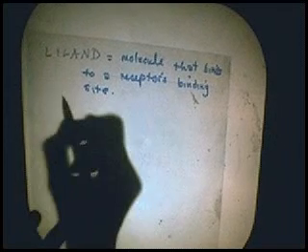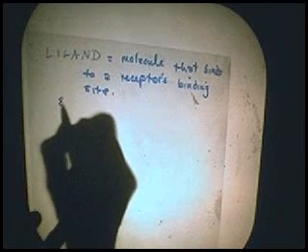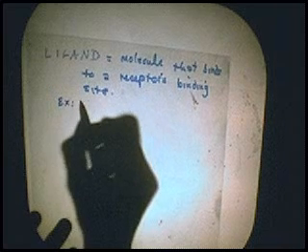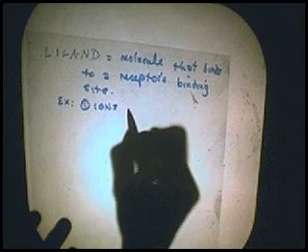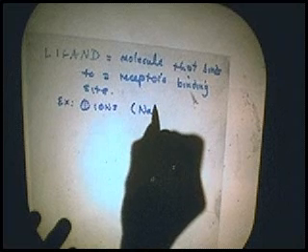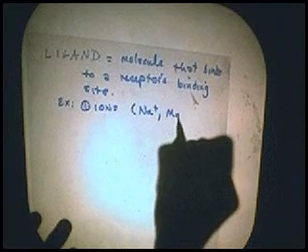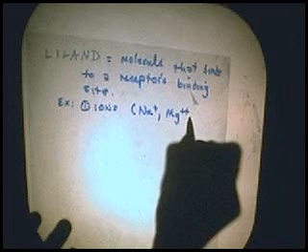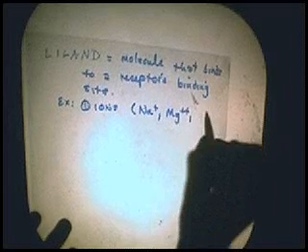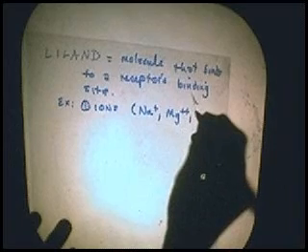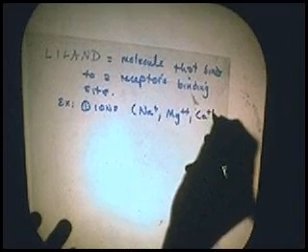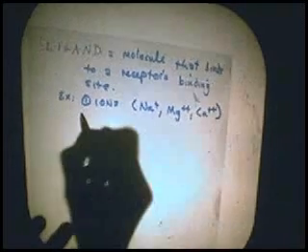Now, it can be smaller than a molecule. Here are examples of ligands. One example is ions, like sodium, magnesium. Oh, well, let's leave it at that. Oh, calcium. Calcium is a good one. We'll talk more about that one. We'll talk about calmodulin.